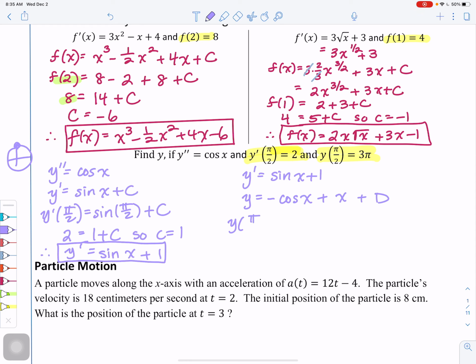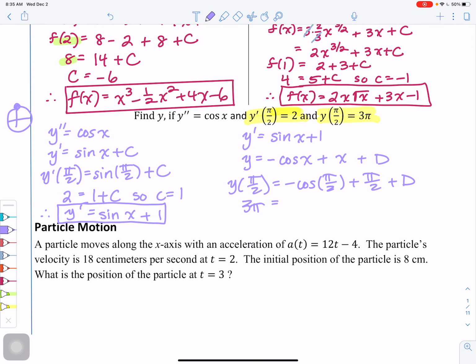Now we're given an initial condition of y of pi over 2 is equal to 3 pi. So we have the opposite of the cosine of pi over 2 plus pi over 2 plus d, okay? And of course the opposite, the cosine of pi over 2 is 0. There it is right there. And 0 plus pi over 2 plus d, so d is going to be equal to 5 pi over 2. Because 3 pi is 6 pi over 2, and then we're subtracting a pi over 2. That's how we get 5 pi over 2.